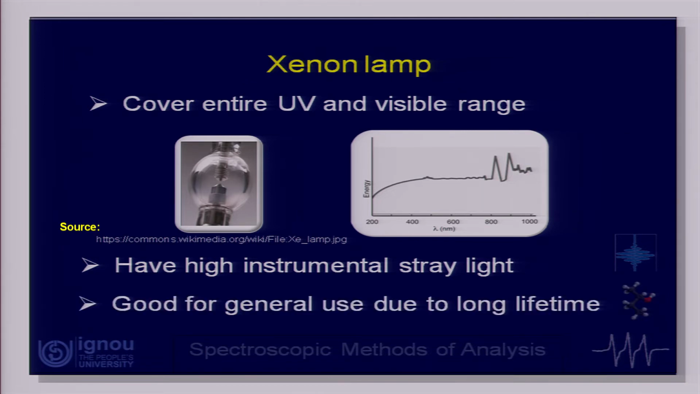Another aspect is that though it gives me instrumental stray light, it can still be used because it has a very long lifetime. So, we essentially have to balance between the quality of the spectrum I get and the life of the lamp. Depending on the requirements, people will either go for a xenon lamp, so that it covers the entire range, or they use two different lamps, a deuterium lamp for the UV range and a tungsten halogen lamp for the visible range. So, essentially we have to make a balance between the two. Okay. So, that is as regards the radiation sources.